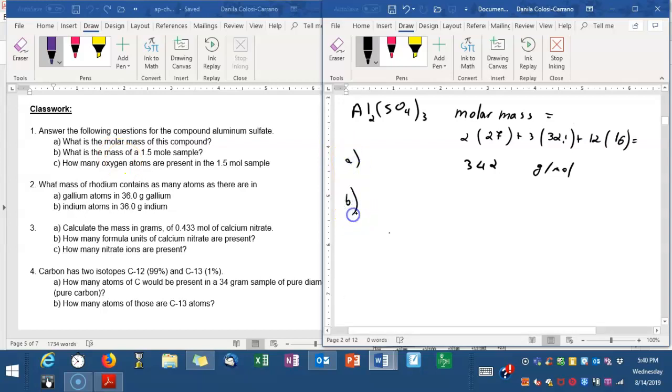For B, what is the mass of a 1.5 mole sample? Well, 1 mole, we have just found, is 342 grams, so we need 1.5 moles. So 1.5 times 342 is going to be 513 grams.